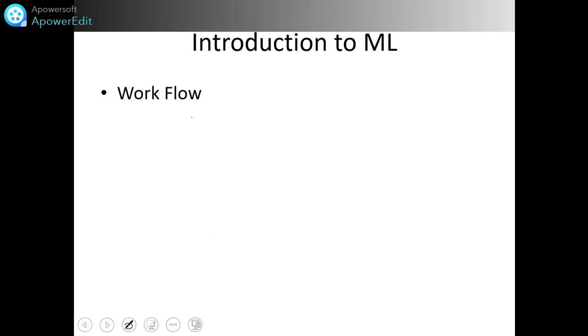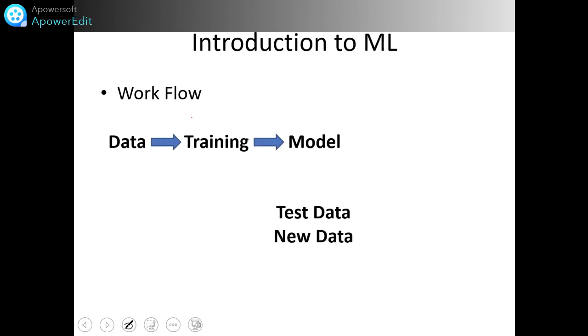Now, the workflow of ML is like this. Initially we have data, and this data we use for the training purpose, through which we will get the model. And we will apply the new data, or the test set data, over that model to answer the new questions. So this is a very basic flow. We take data, train the model, and once our model is trained, we can apply the new data to answer the questions according to the new data.